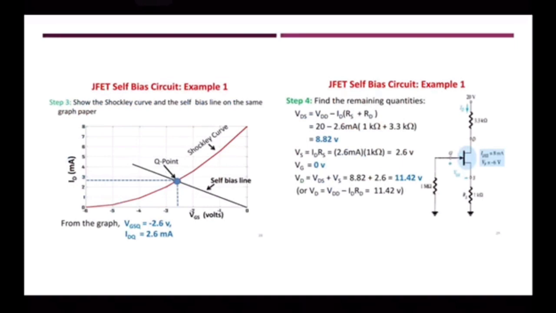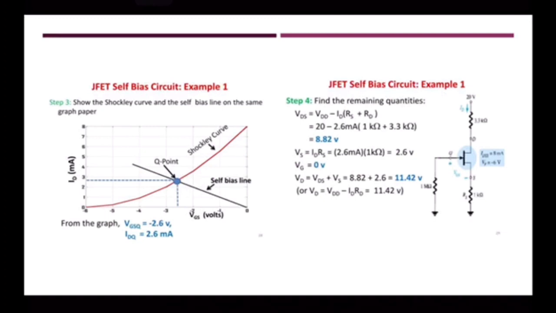Step 3, show the Shockley curve and the self-bias line on the same graph paper. From the graph, VGS equal to negative 2.6 volt, ID equal to 2.6 mA. From the Q point, we drag the line to the x-axis and y-axis to determine the VGS and ID. And the last step, find the remaining quantities, which are VDS, VS, VG, and also VD.